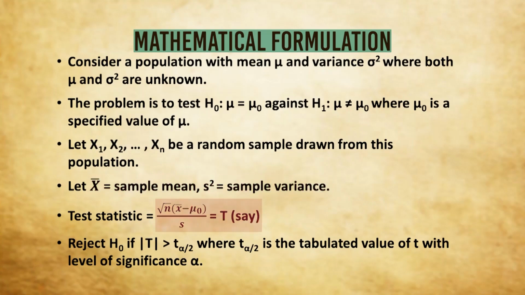The test statistic is t equals root n into x bar minus mu naught by s, and we reject the null hypothesis H naught if modulus of t is greater than t alpha by 2, where t alpha by 2 is the tabulated value of t with level of significance alpha. These tabulated values of t can be found from the t table, and are available in software also. Given the value of alpha, we can easily find that out.